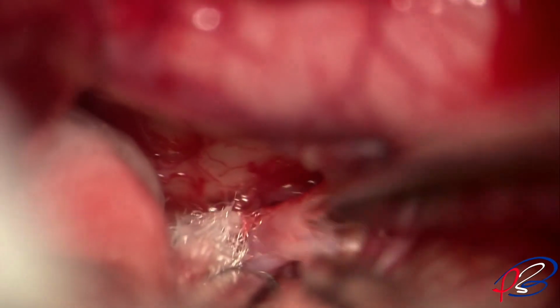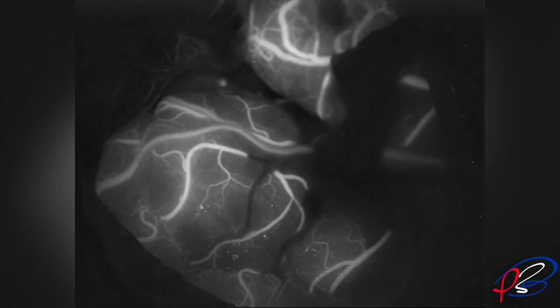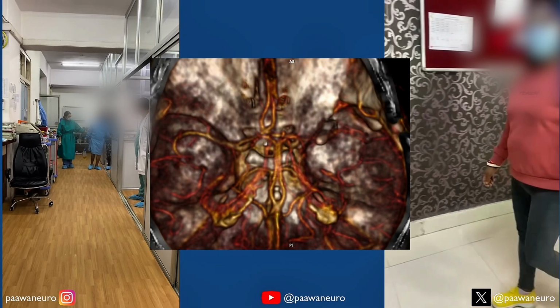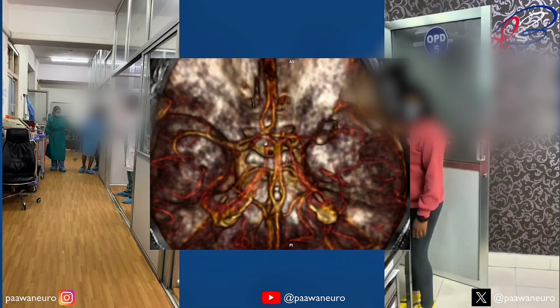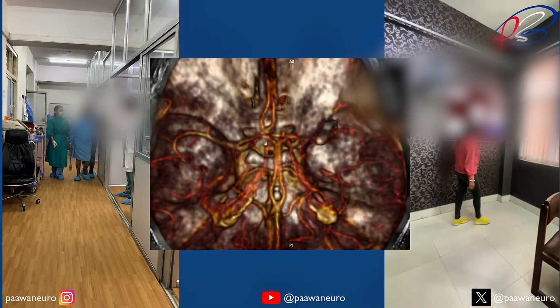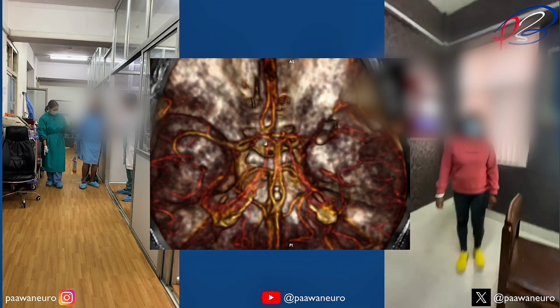Once the healthy segment was identified, a temporary clip was placed across the MCA just proximal to the aneurysm, and flow was confirmed with ICG. Then the temporary clip was replaced with a permanent clip. The post-op period was uneventful with no neurological deficit, and follow-up CT angiogram showed complete occlusion of the aneurysm from the circulation.